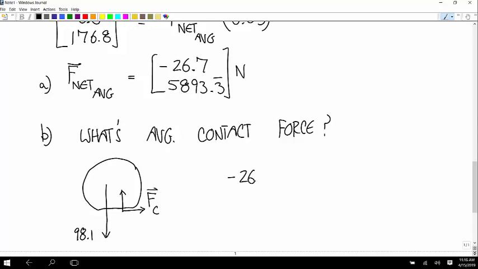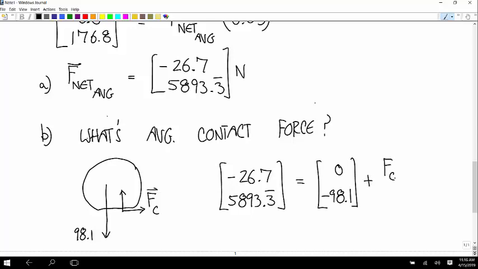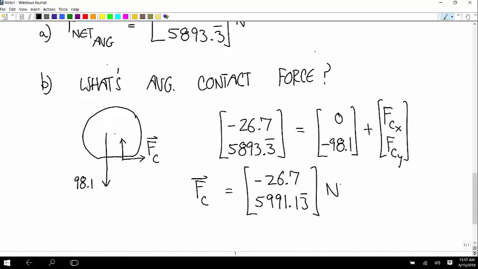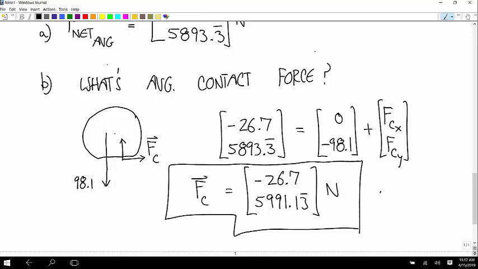So you can think of this as negative 26,758.3 repeating is equal to 0, negative 98.1 plus FCX, FCY. And so the contact force is negative 26,7, and then add 98.1 to this. So 5891.13 repeating, I think. Okay, and this is the average contact force.